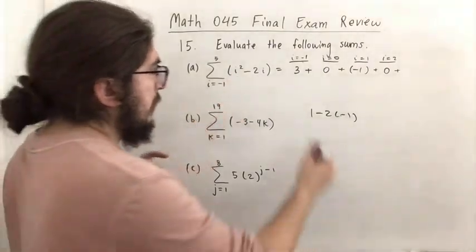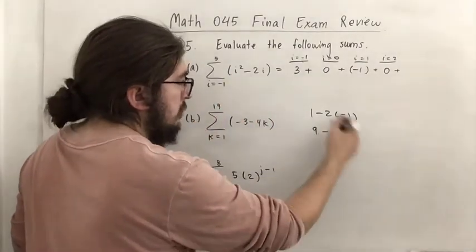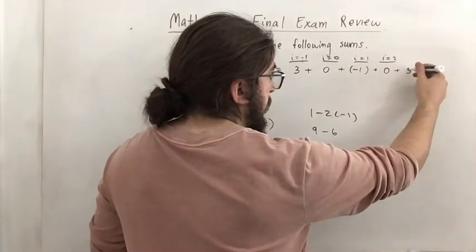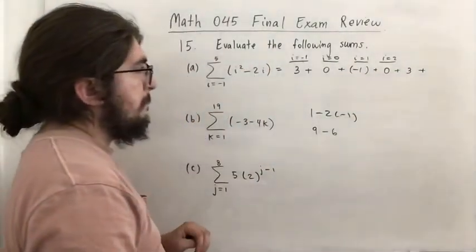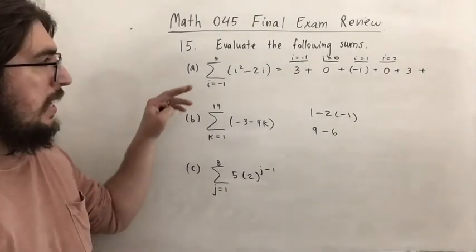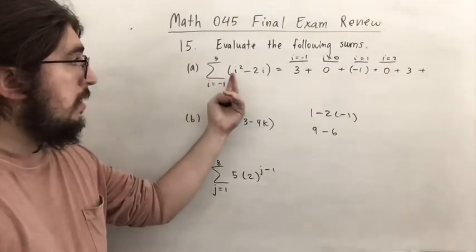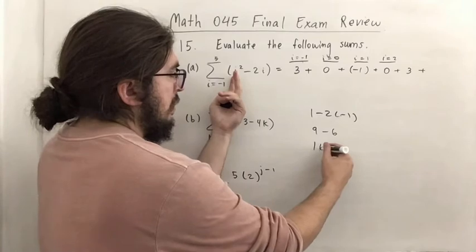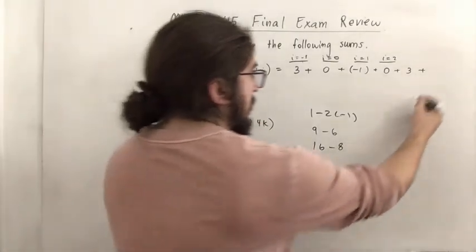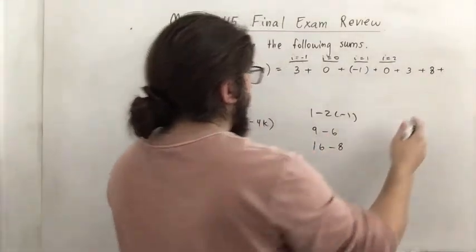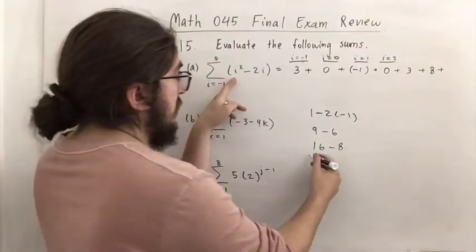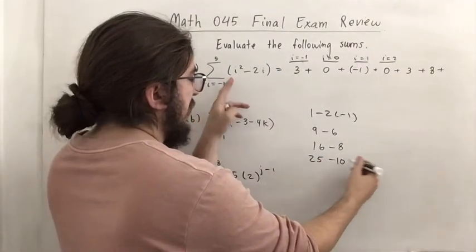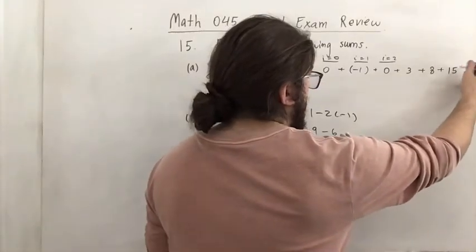So when i is equal to 3, we get 3 squared is 9, minus 2 times 3 is 6, so that's 3. It's nice to see some symmetry here, actually. When you plug in 4, 4 squared is 16, minus 2 times 4 is 8, so that's going to be 8. And then finally, when i is equal to 5, we get 5 squared is 25, minus 2 times 5 is 10. So it's going to be 15.